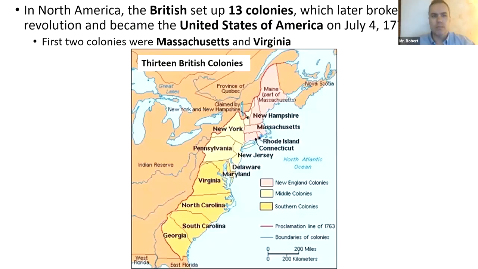All right. What about North America, which would become the United States? North America, as we know, was also British colonies. And as we said last time, the first two were Massachusetts and Virginia. Those are the first two colonies. First Virginia, Jamestown, and then Plymouth and Boston and Massachusetts. And those are very important colonies.